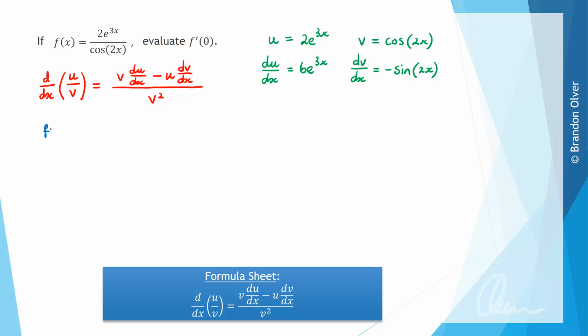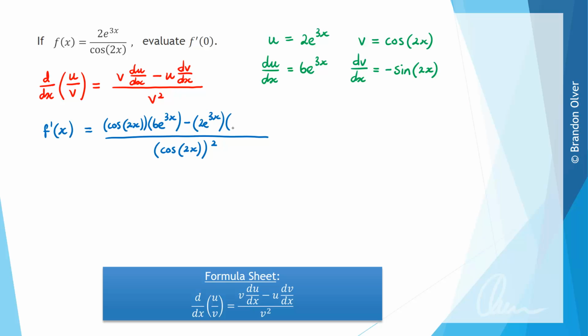So now the derivative that we're asked to calculate, f dash of x, is equal to, and we start off by squaring the bottom line straight away. So we're going to have cos of 2x all squared on the bottom line, and then we write its rule, cos of 2x, straight away on the top line. And it then multiplies du dx, which is 6e to the power of 3x, and then we subtract away from that the function u, which is 2e to the power of 3x, multiplied by dv dx, which is negative sine of 2x. So that's a rule for our derivative.